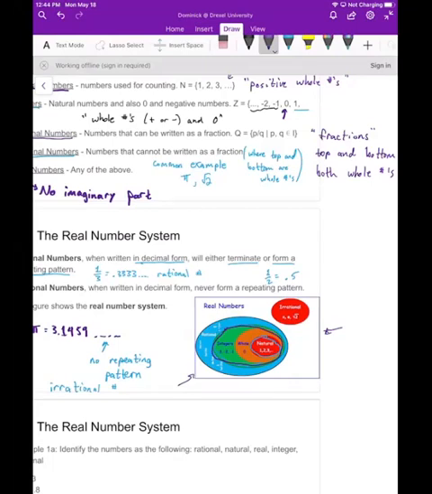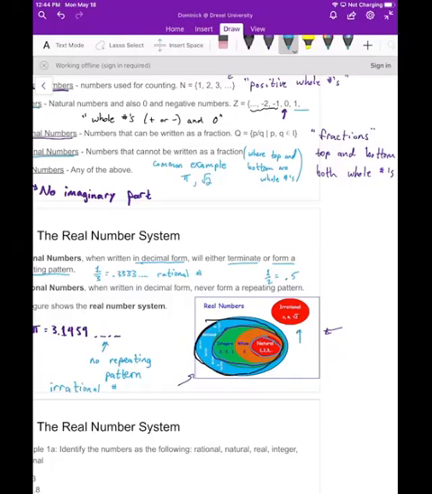Now, of course, all of the integers are included in the rational numbers, because if you wanted to write an integer as a fraction, you would just write it over 1, right? So any integer is also a rational number because you can also write it as a fraction. All right, but if you look off to the side here, irrational numbers are sort of on their own, right?